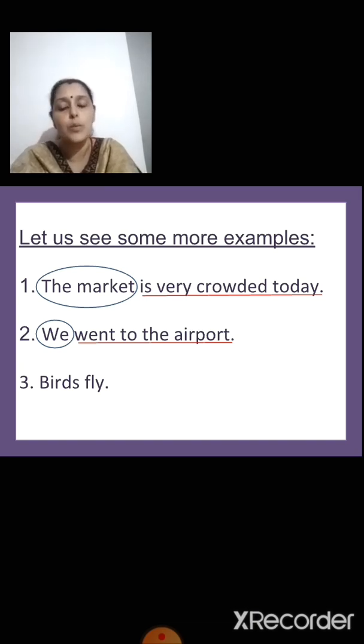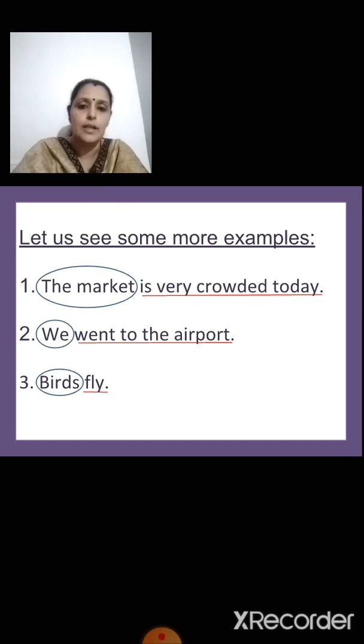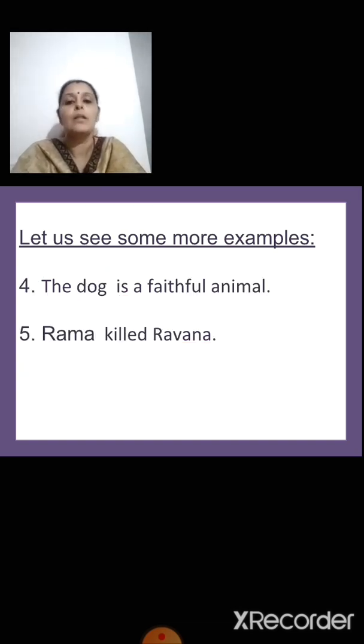Now see the next one. Birds fly. Now, what is the subject here? What are we talking about? We are talking about the birds. So, birds become the subject here. And what are we saying about the birds? We say birds fly. So, fly becomes the predicate. Let us see some more examples.